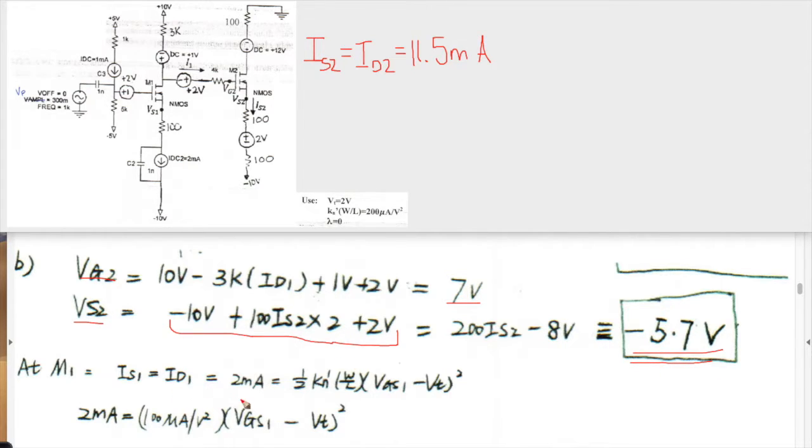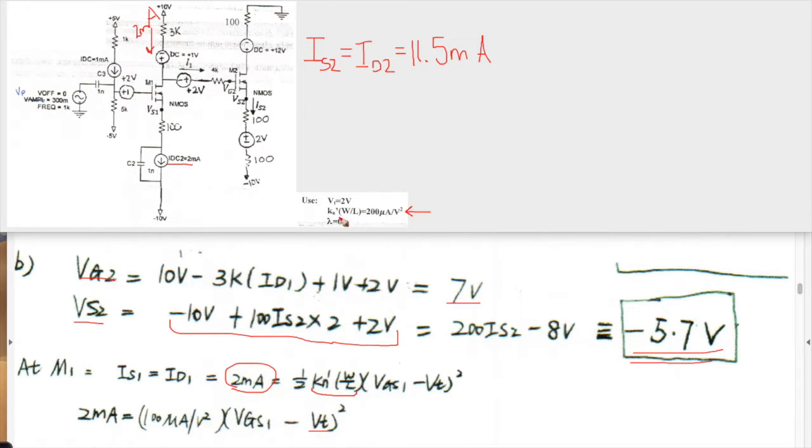For the first transistor, we know that the current going through that is 2 milliamps because that's already specified, which also meant that it goes 2 milliamps here. So now we can plug in the ID equation for this one, and we know the Kn prime W/L was given to us as 200 microamps per volt squared, and the 1/2 of that would be 100 microamps per volt squared.